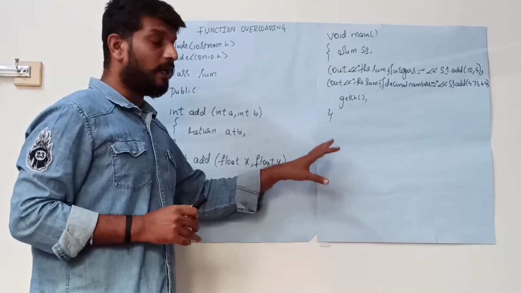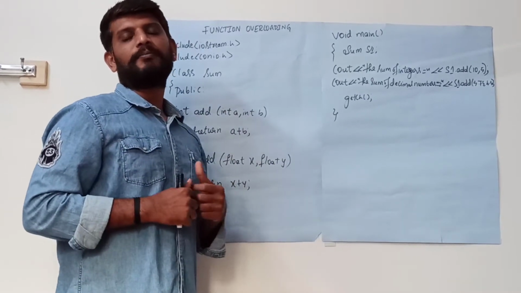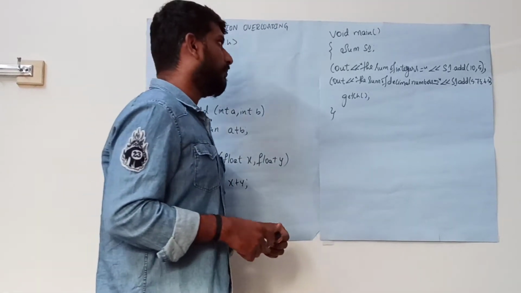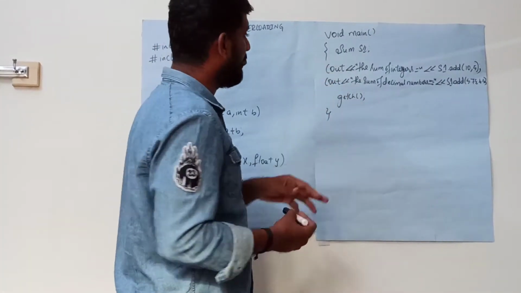Now let me show you how exactly the compiler will recognize which particular function needs to be executed. When the program executes, this particular statement gets executed. So what happens?